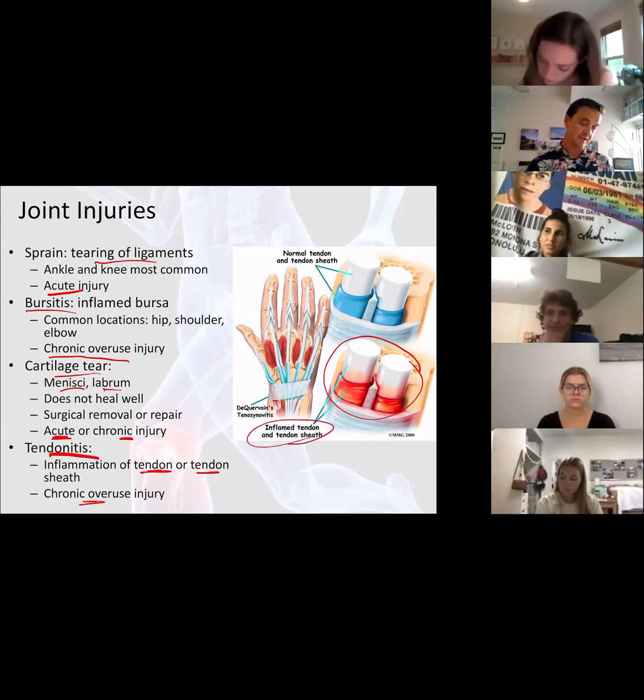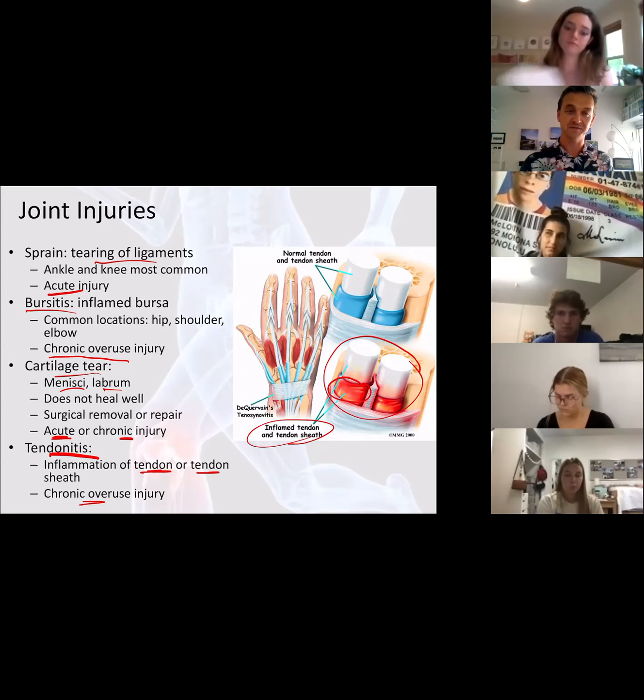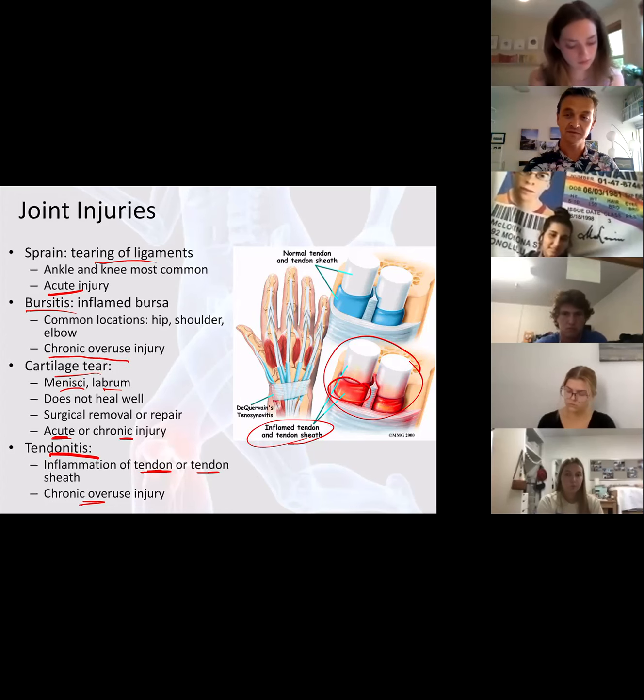When the tendon sheath actually gets inflamed, it kind of pinches on the tendon, and when you move your joint around, you feel this crunching back and forth as that tendon tries to slide through that sheath that's now too tight for it. It's a crunching, crackling sound in your joint. Not too fun of a sound. All right, questions about these?